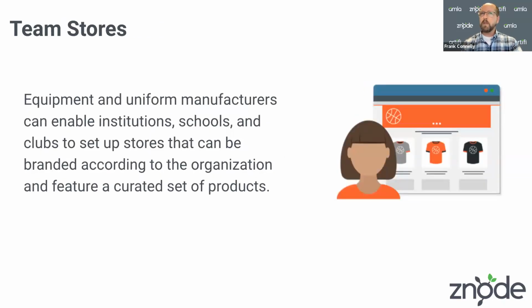Another use case that we have for B Stores is what we call team stores. Equipment and uniform manufacturers can enable institutions, schools, teams, clubs to set up stores that can be branded accordingly to those teams, or those organizations, and they can feature a set of curated products.